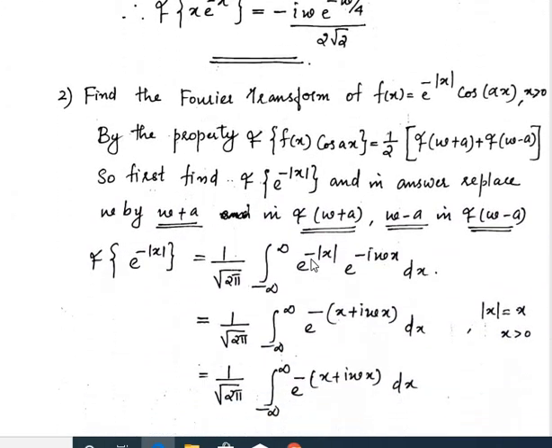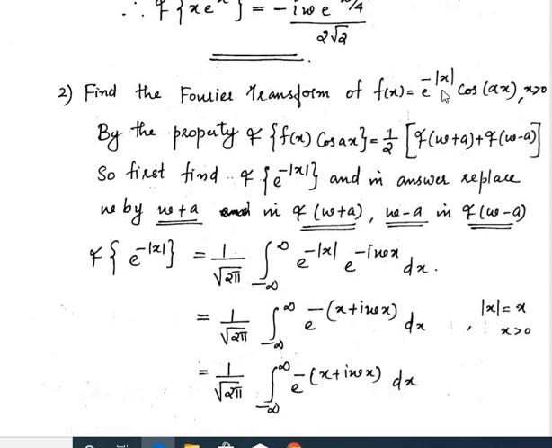So the second question is: find the Fourier transform of e raised to minus mod x cos alpha x. Here we can either use the direct formula for the Fourier transform, or apply the multiplication by cosine term property. For that, first we have to find the Fourier transform of the function e raised to minus mod x. The formula is 1 by root 2 pi integral from minus to plus infinity e raised to minus mod x e raised to i omega x dx.